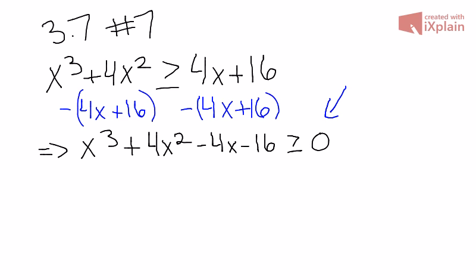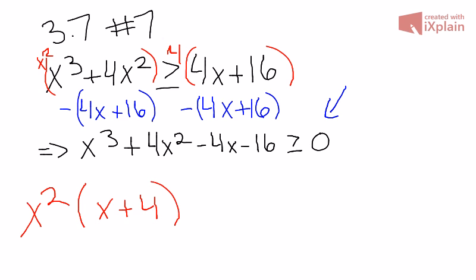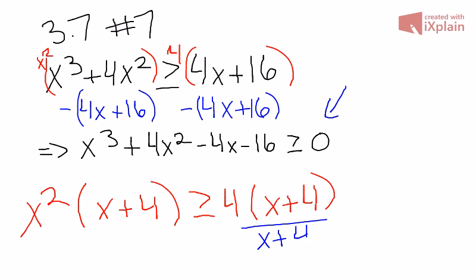So looking at it again, maybe we'd want to take a 4 out of here and an x squared out of here. So then we'd have x squared times x plus 4 is greater than or equal to, and then we'd bring out that 4, and we'd be left with x plus 4. So this is looking really good. We can now divide by x plus 4 on both sides, and that'll get rid of those.